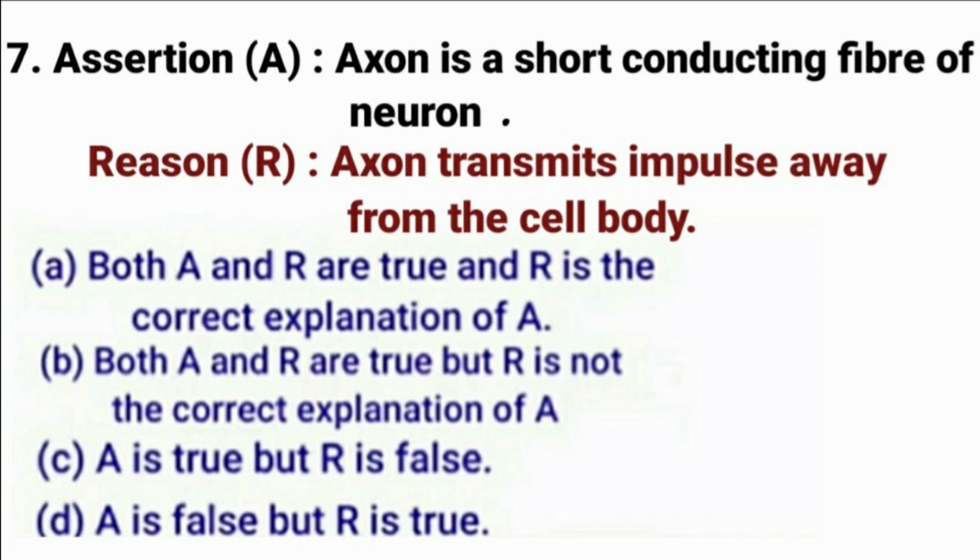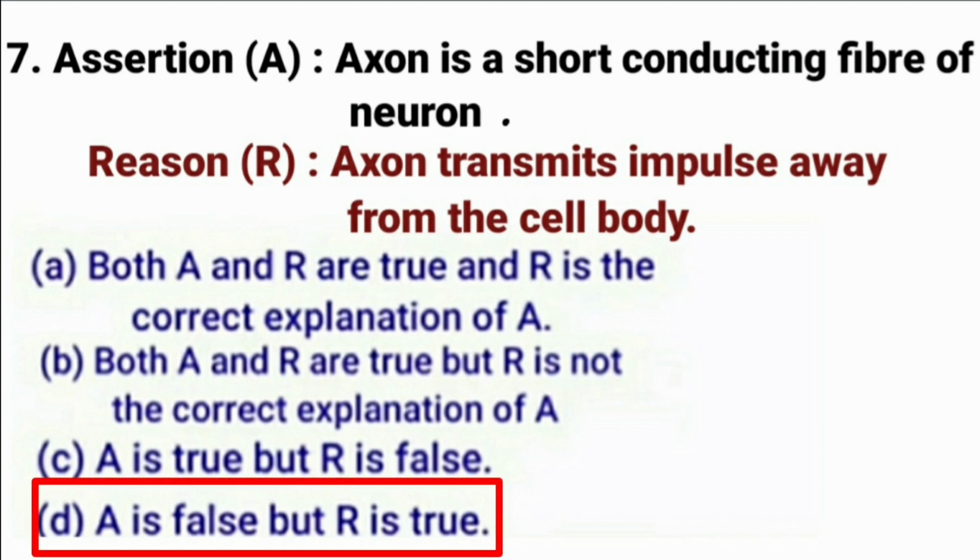Next question, assertion: axon is a short conducting fiber of neuron. Reason: axon transmits impulse away from the cell body. Here assertion is false because axon is a single long conducting fiber extending from neuron. The statement of reason, axon transmits impulse away from the cell body, is true. So correct answer for this question is option D. Assertion is false, reason is true.